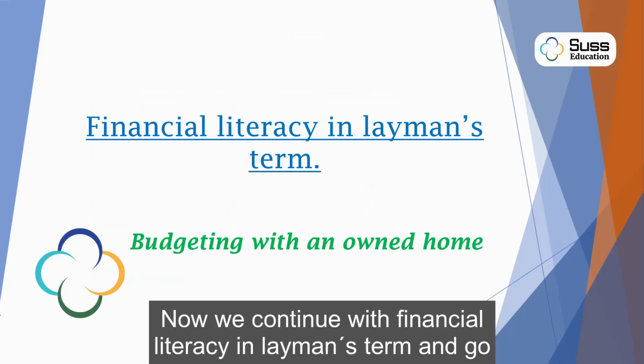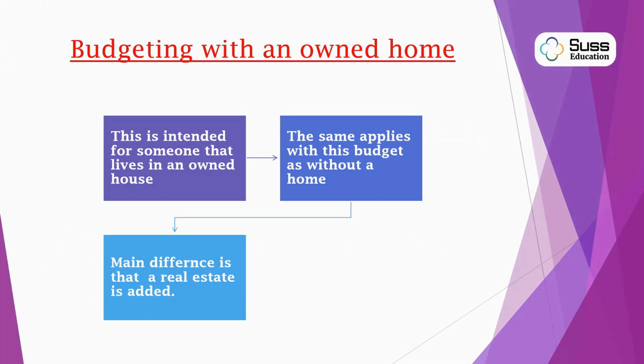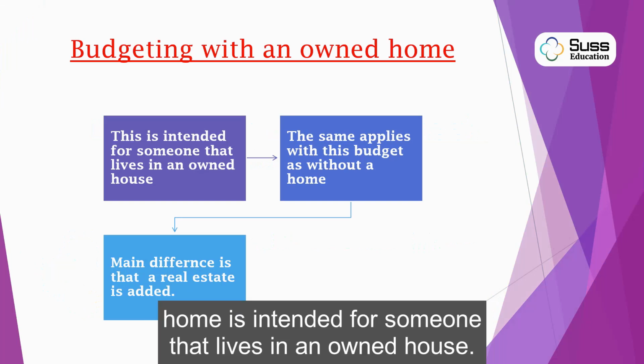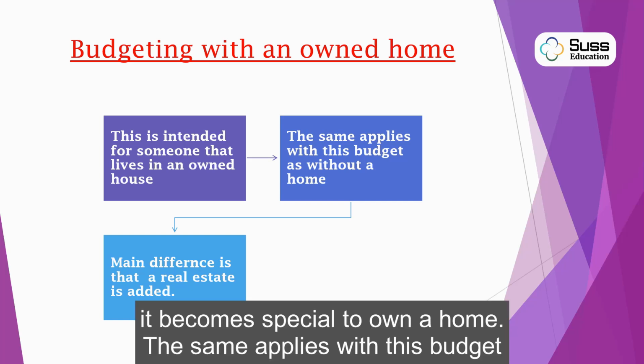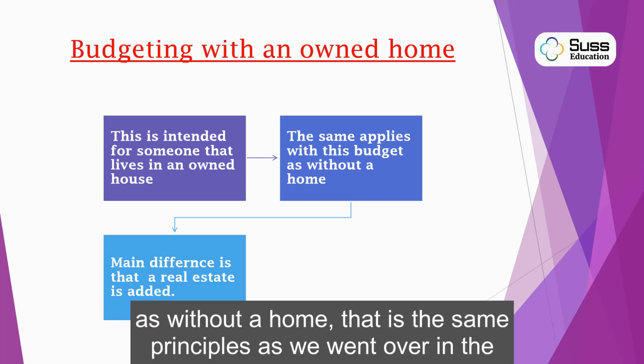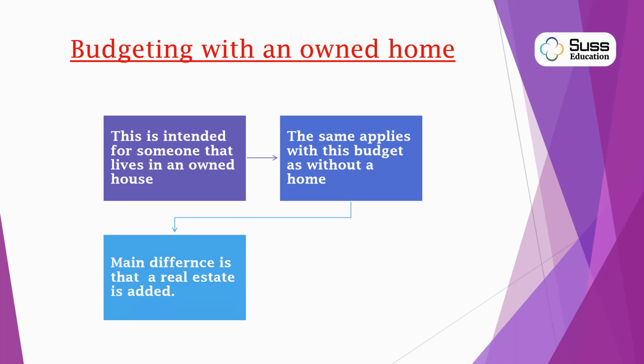Now we continue with financial literacy in layman's terms and go over budgeting with our owned home. Budgeting with our owned home is intended for someone that lives in an owned house. It's not significant, but perhaps times are changing. Perhaps it becomes special to own a home. The same applies with this budget as without a home. That is the same principle as we went over in the calculation model without our owned home. The difference is that rent support is added.